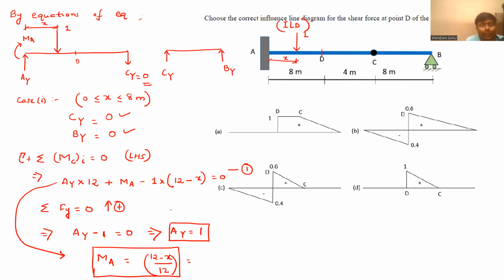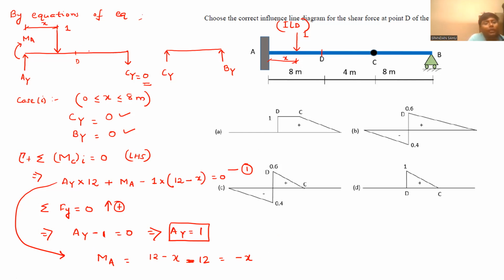We have done it correctly, right? AY into 12, 1 minus 12, sir. It's not by 12, sir. Sorry. It will be 12 minus x minus 12. So 12 will get cancelled out. We will get minus x.